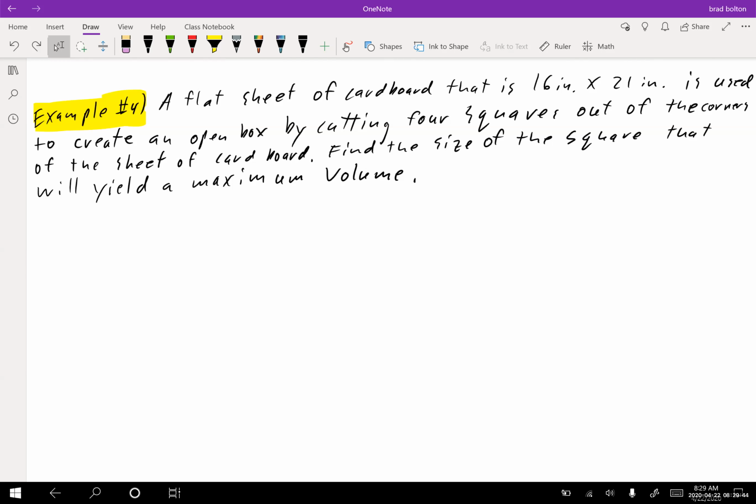So take a look at this one. Now again, you're trying to do this without my help. So pause the video once again, and it says a flat sheet of cardboard that is 16 inches by 21 inches is used to create an open box by cutting 4 squares out of the corners of the sheet of cardboard. Find the size of the square that will yield a maximum volume.